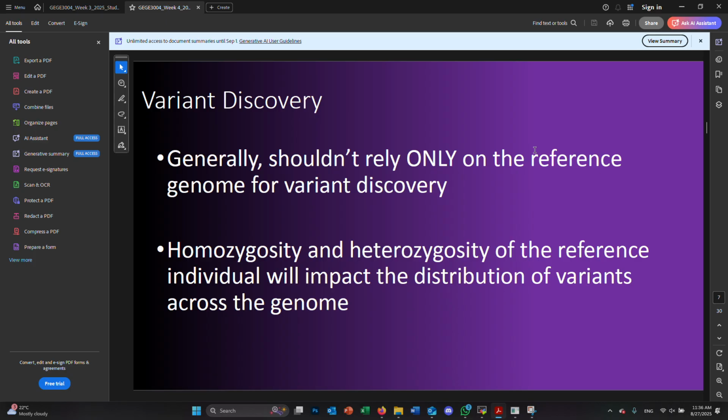So I'll give you an example. Here we have an example of a canine reference genome. Light blue indicates homozygous regions of the genome, and dark blue indicates heterozygous regions.